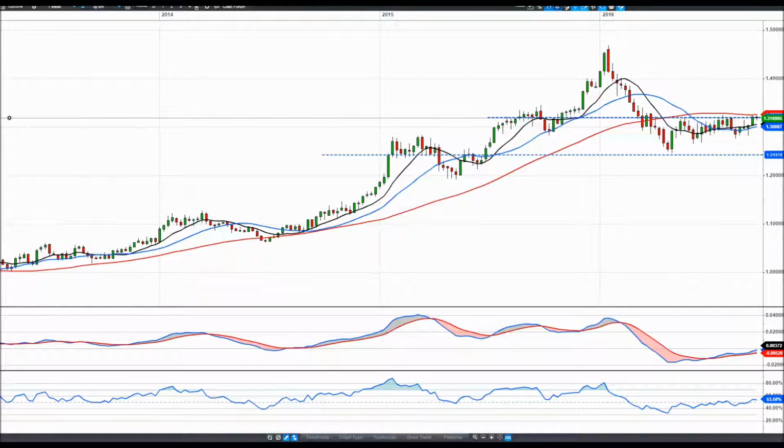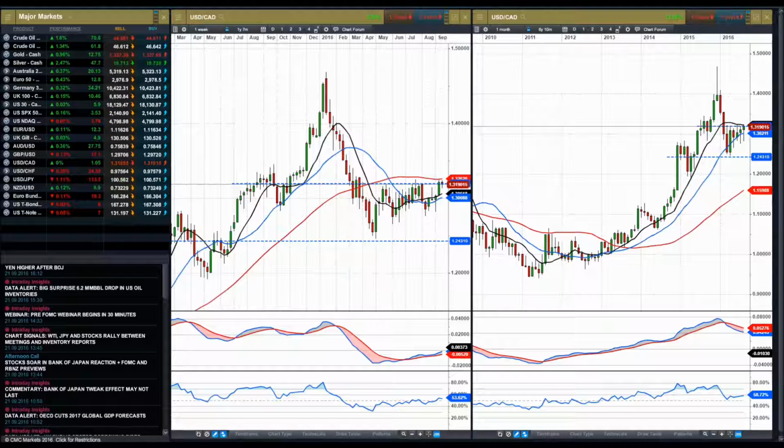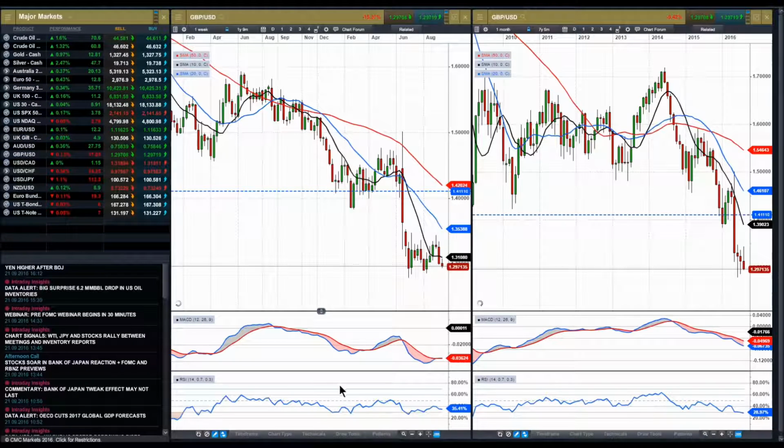Okay, the next market I want to take a look at today is cable. Now let's take a look at the Great British Pound against the dollar.